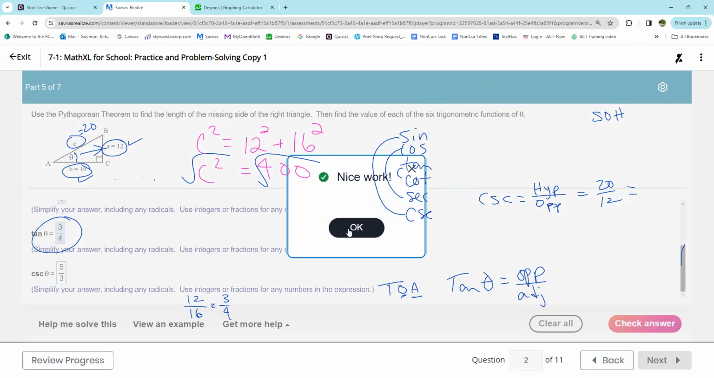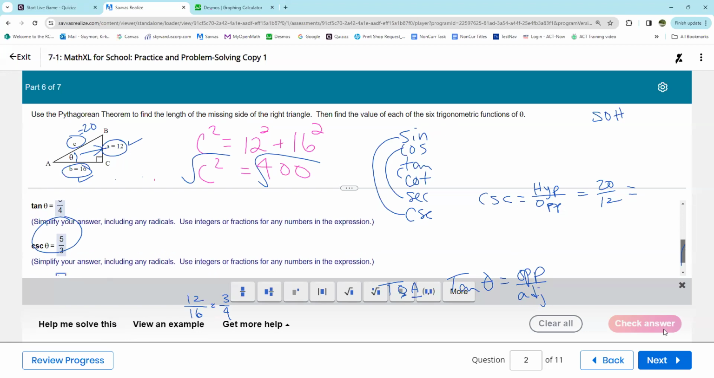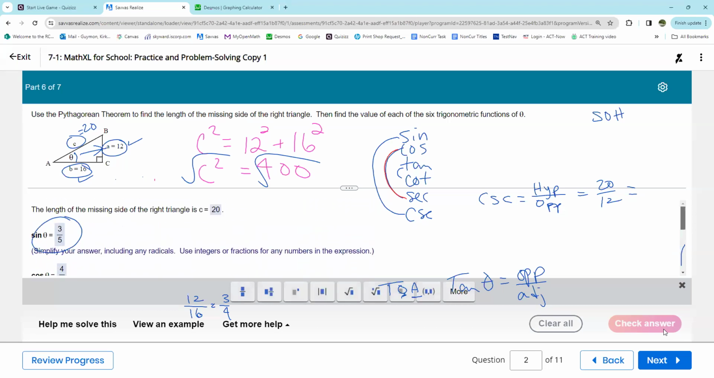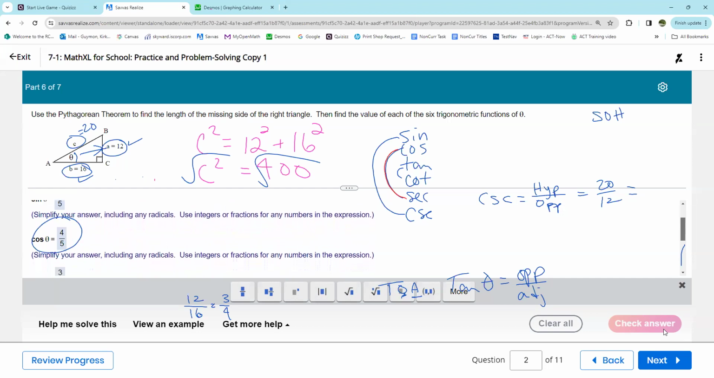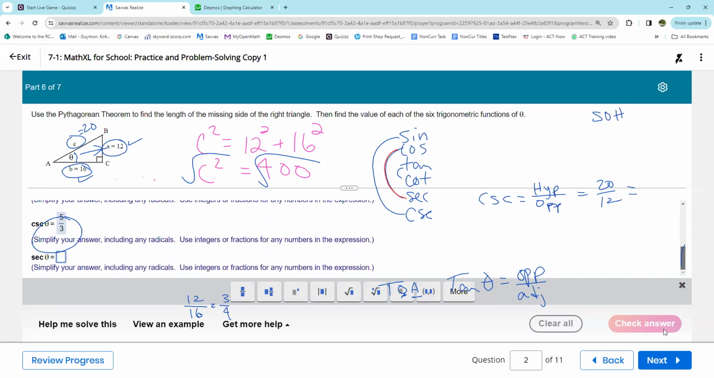And then that's going to take us to part 6. Part 6 is secant. And as I showed you right over here, secant went with cosine. So if we go back up and see what cosine was, 4/5. Then when we go to secant, it's going to be 5/4. So for secant, put a 5/4 there, and we should be good for that.